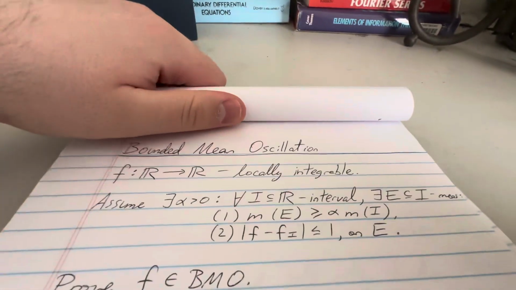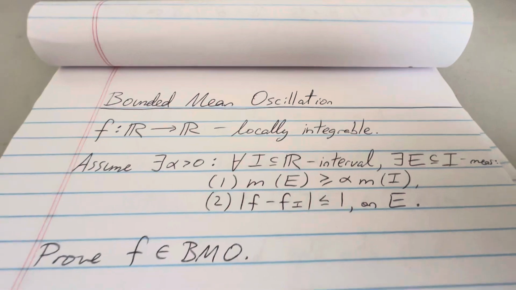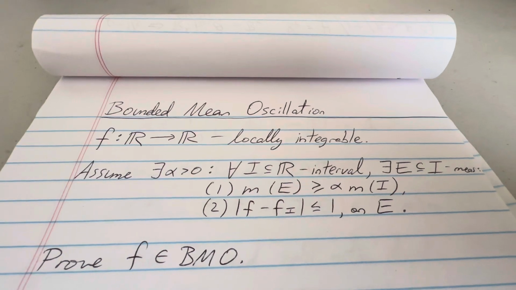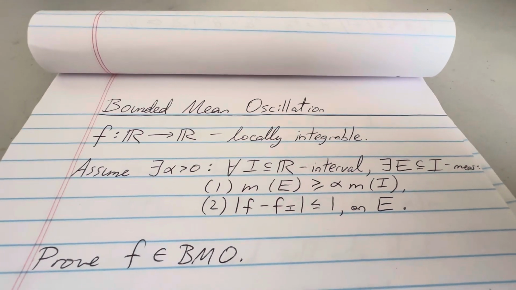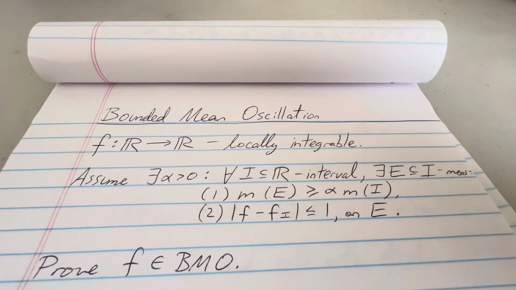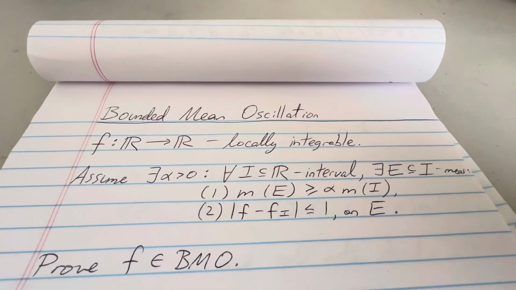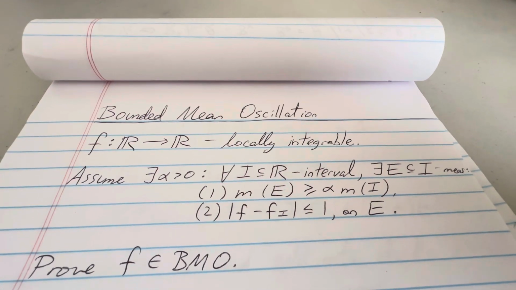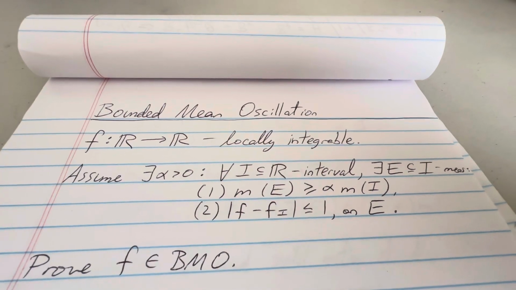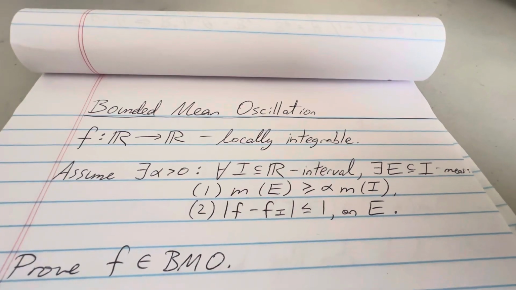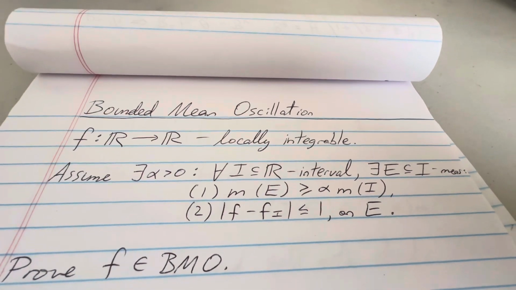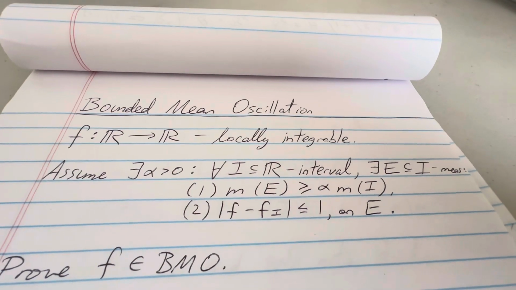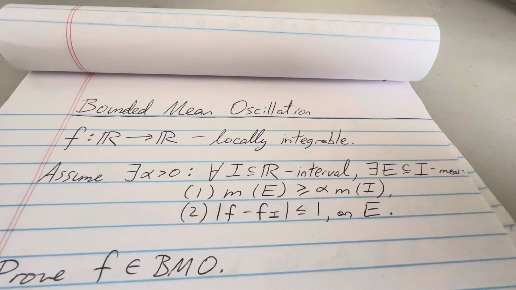So let's talk about the problem itself. So this is the problem. We have a function f from real numbers to real numbers that's locally integrable. We can assume that there exists a universal constant alpha positive such that for any finite interval I, so I did not write finite interval, but it is a finite interval, nothing up to infinity or negative infinity, there exists a measurable subset E with the following 2 properties. The measure of the subset E is bounded below by alpha times the measure of I, and f minus f_I is bounded above by 1 in absolute value on the set E.